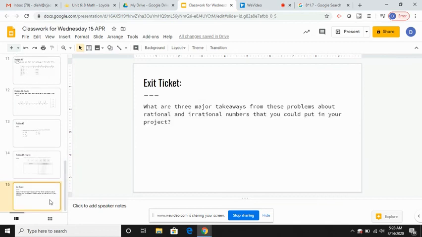And as we end today, what are 3 major things that you can take from these problems? 3 major ideas or skills that you can somehow put into your song or your poem or your art project to show me you really understand rational, irrational numbers, both where they go on the number line and how to classify them.